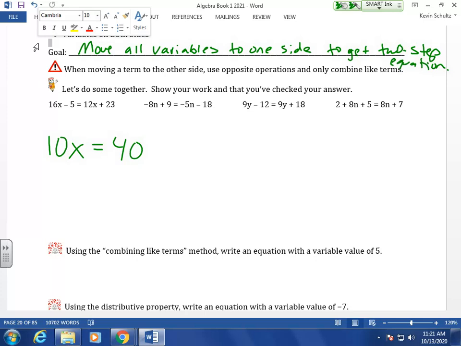Divide by 10. Because in this case, we want to break apart the variable from the coefficient, right? We don't want x to move. We want to divide by 10 so this cancels out and x is by itself. Okay? So I think what Elise was saying here is that we're still using opposite operations in this case, but not with multiplication and division.